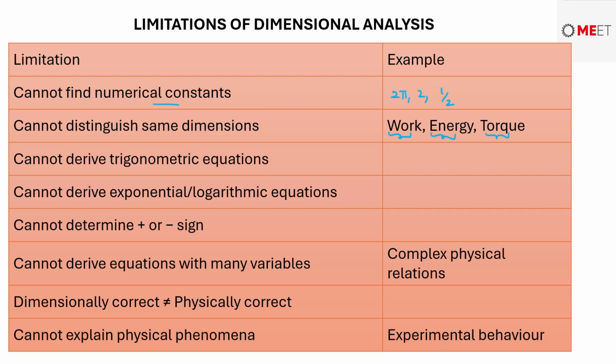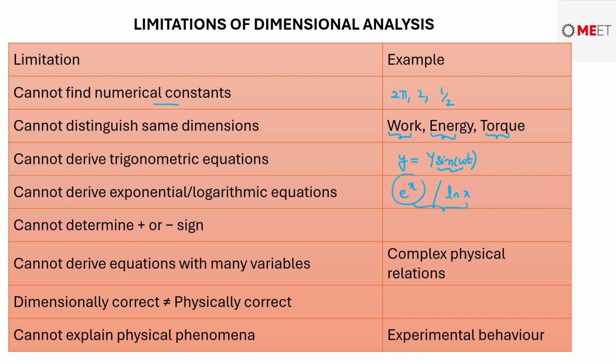Dimensional analysis cannot derive a trigonometric relationship. So for a simple harmonic motion, if y is given by capital Y into sine of omega t, the inclusion of trigonometric terms cannot be done with dimensional analysis. Next is it cannot derive exponential or logarithmic relations. That is, if the equation contains an e power x or log x term, then in dimensional analysis it is difficult to predict.